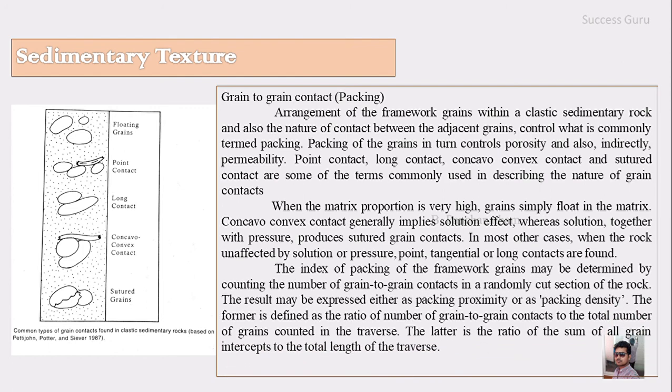The index of packing of the framework grains may be determined by counting the number of grain to grain contacts in a random cut section of the rock. The result may be expressed either as packing proximity or as packing density. The former, that is the packing proximity, is the ratio of the number of grain to grain contacts to the total number of grains counted in the traverse, whereas the packing density is the ratio of the sum of all grain intercepts to the total length of the traverse.